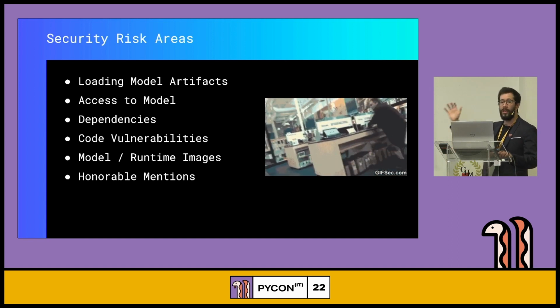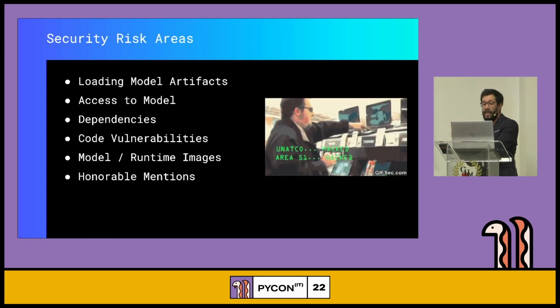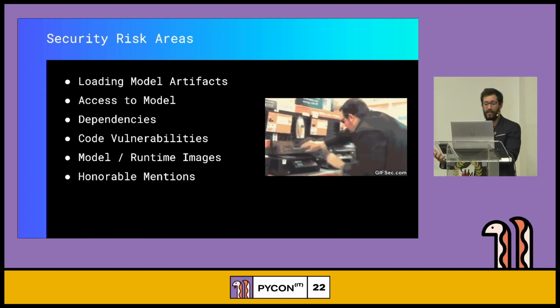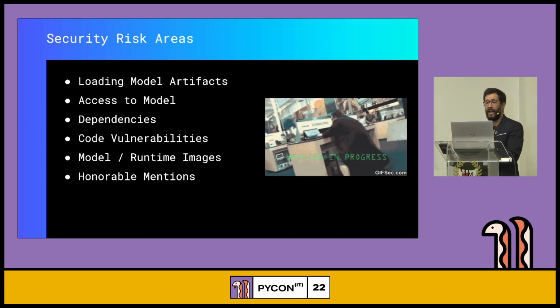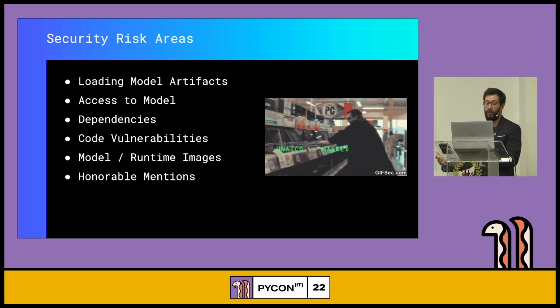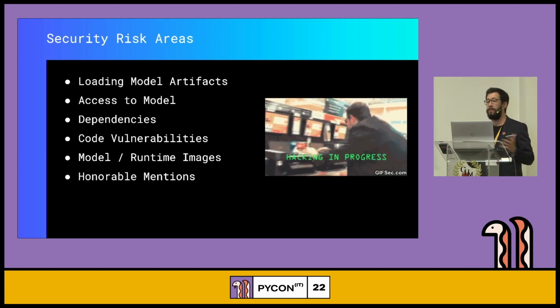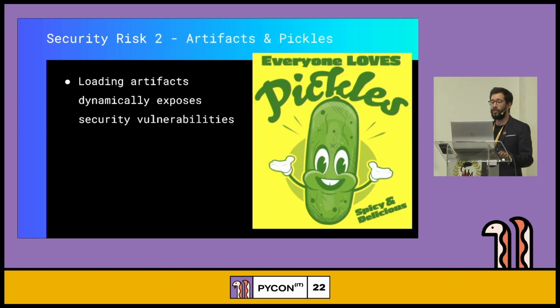This will include loading the models, so the actual model artifacts and the security considerations at that specific point, undesired access to a machine learning model, dependencies and the supply chain of potential vulnerabilities, code vulnerabilities, model or runtime images and code, as well as some honorable mentions on infrastructure. So the first part is pickles.